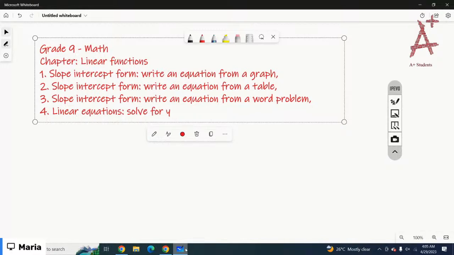Hi everyone, hope you all are good. We're going to start with grade 9 maths.